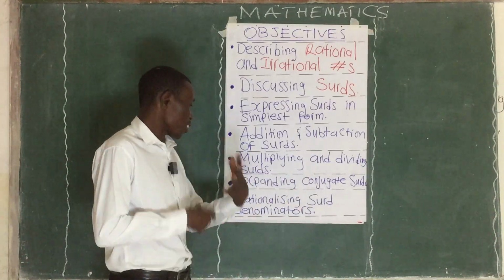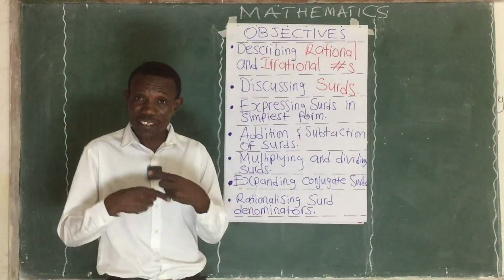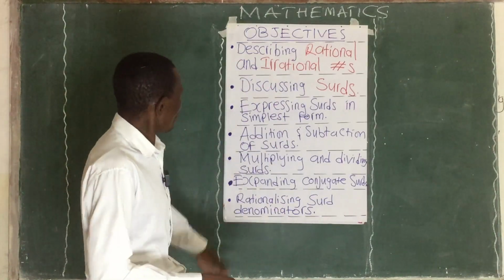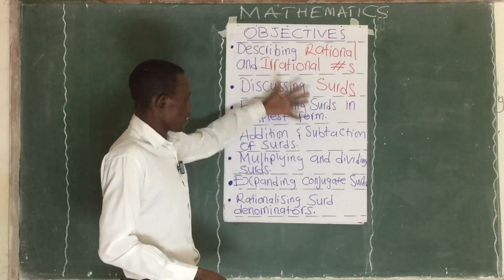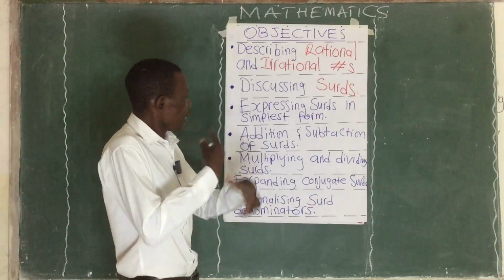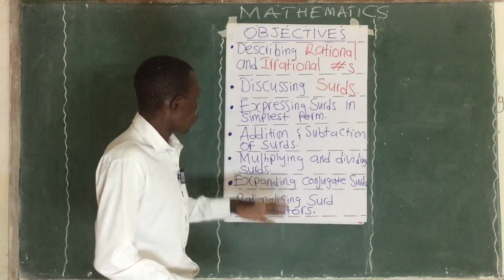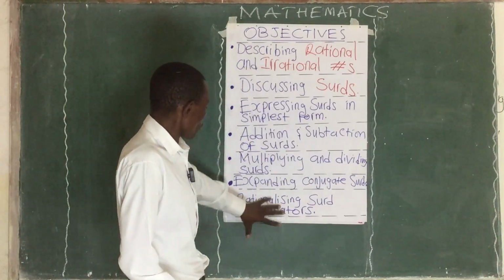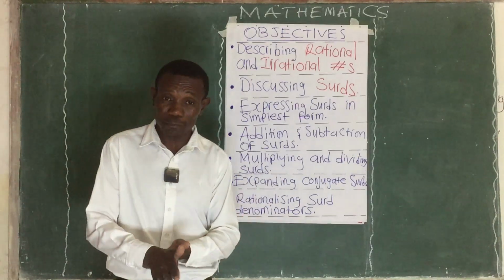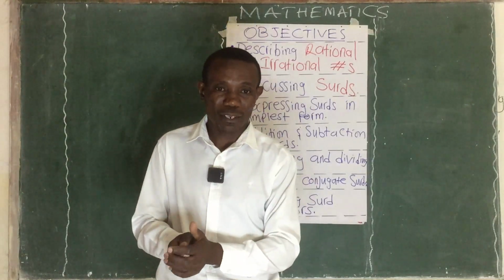That's rationalizing surd denominators. How do we rationalize the surd denominator? And what does the terminology itself mean? These are the guided steps in the form of the specific objectives that will take us to the end of our discussion in order to meet the aim of the topic. By the time we discuss all these seven objectives, you'll be in the position to know how to simplify the surds, and you'll be assessed on that in the examination.